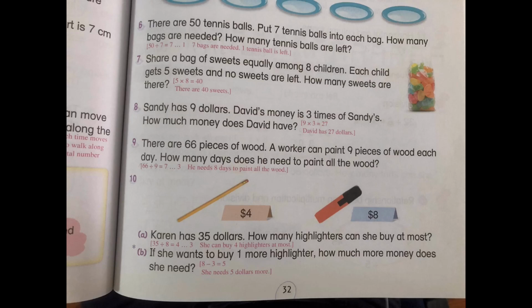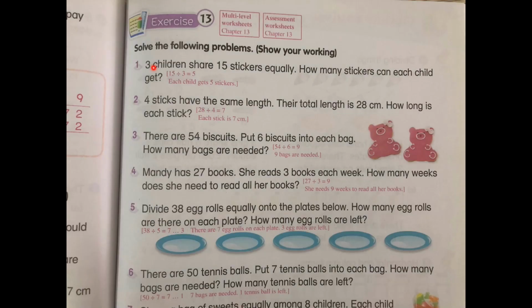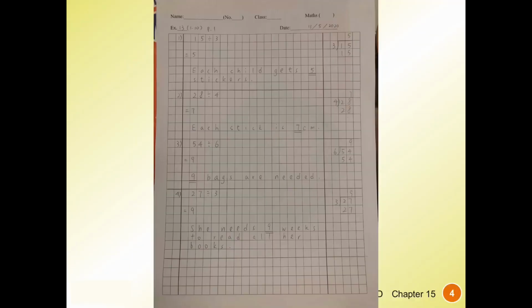Okay, for question number 1. 3 children share 15 stickers equally. How many stickers can each child get? So this is quite straightforward. 15 stickers, 3 children, 15 divided by 3. 3 times 5, we have 15 exactly. So each child gets 5 stickers.